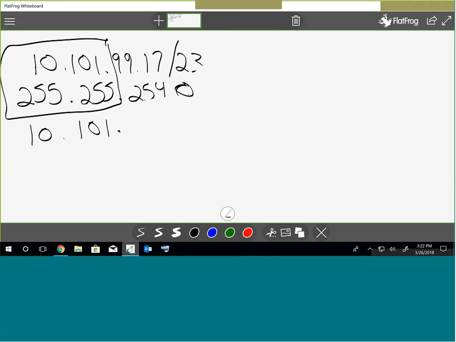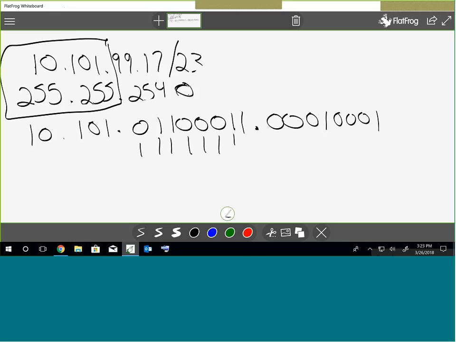Yeah, that I understand. Okay, so we take 99. Let's go back again. 99. Sorry. 64 plus 32 is 96, then 2 and 1, so that's 96 plus 3, which is 99. And then 17 is 16 plus 1. And our mask is all ones in those octets.